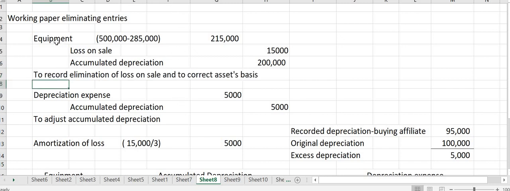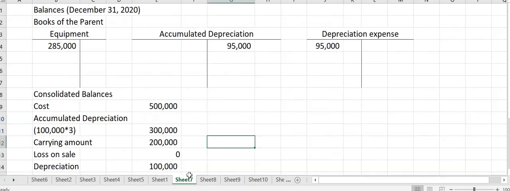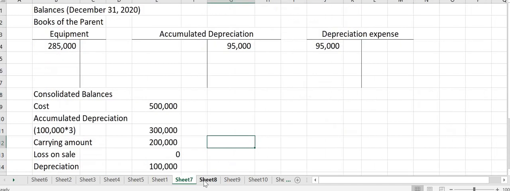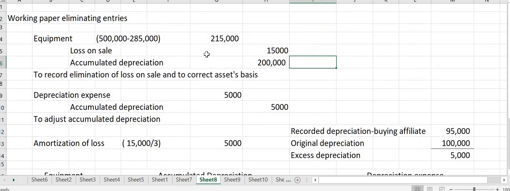So of course we'll debit equipment for 215,000 kasi yung cost is 500,000. The original cost is 500,000, and then the cost of the equipment in the books of the parent is actually 285,000. So we'll debit 215,000, and then to eliminate the loss on sale, we'll credit loss on sale for 15,000, of course, and then we'll credit accumulated depreciation for 200,000, the amount we've debited on the year of sale. Okay, yan siya.